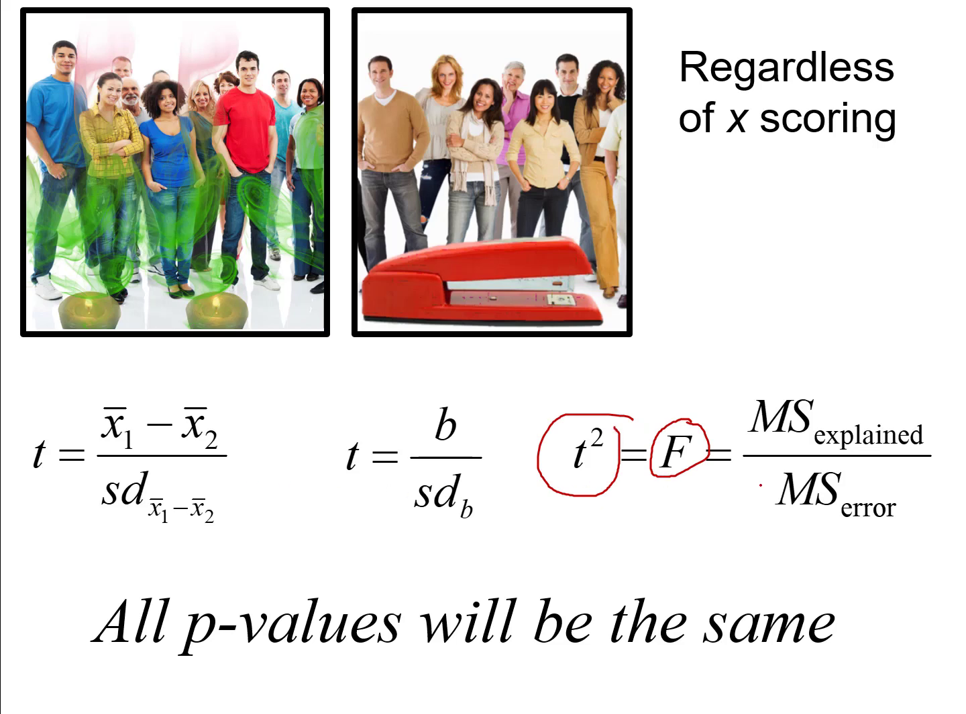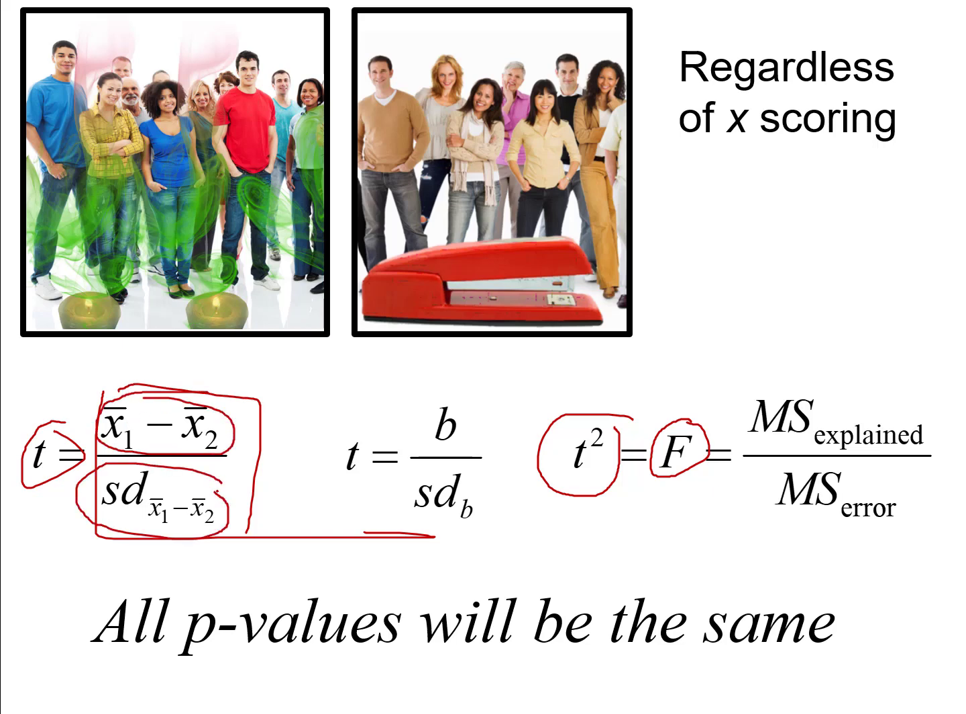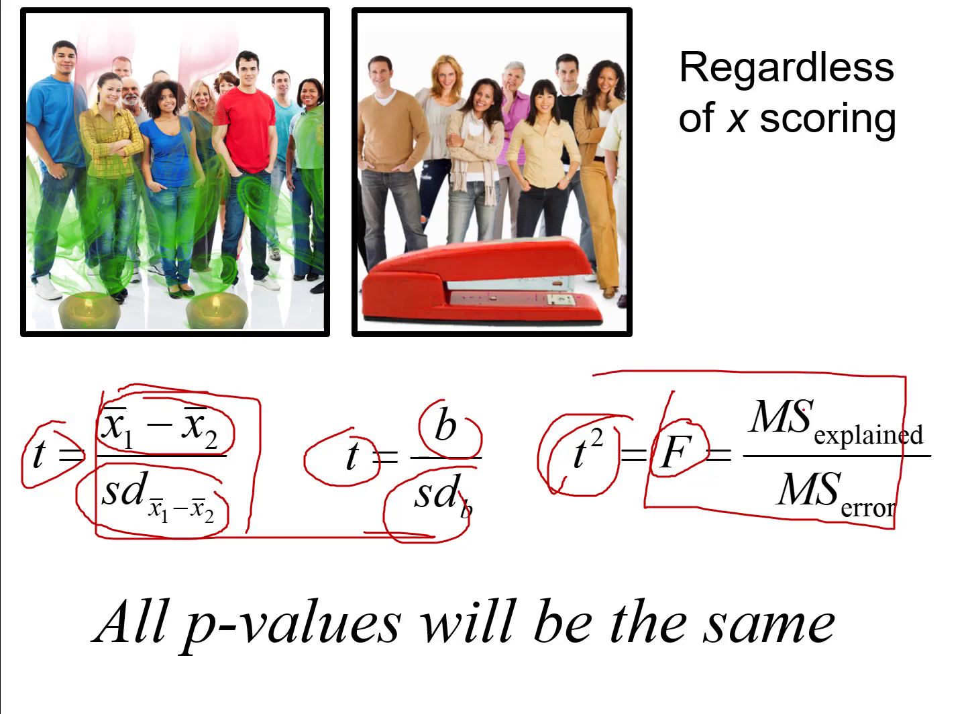And so with all these different approaches, this will actually give us the same answer no matter what. So your t-test, if you use this formula for the size of difference between means divided by the standard error of the difference between means, will give you the exact same t-value as if you use this formula, beta divided by the standard error of beta. You'll get the exact same t either way. And if you square that t, you will get the F statistic you would get if you do the ANOVA table and calculate mean squared explained divided by mean squared error.